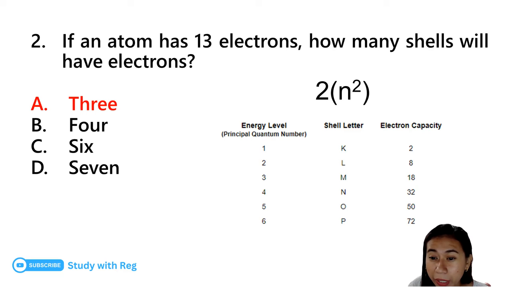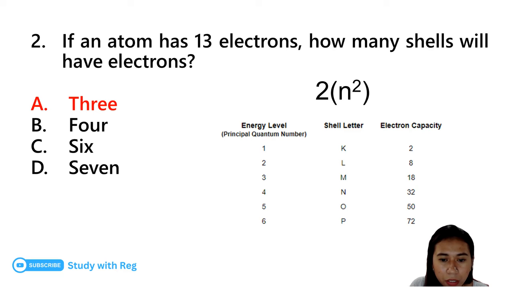Or may electron 8, no? Ang capacity, kasi yung energy level 2, kasi 8 lang naman siya. Oh, so ang sagot natin is 3, kasi yung 3, kaya niyang i-carry ay 18 electrons. Oh, napafall dyan ang 13 electrons, no? So, that's 3 electron shells, no? Energy level, shells. So, 13 electrons that falls under the energy level 3.